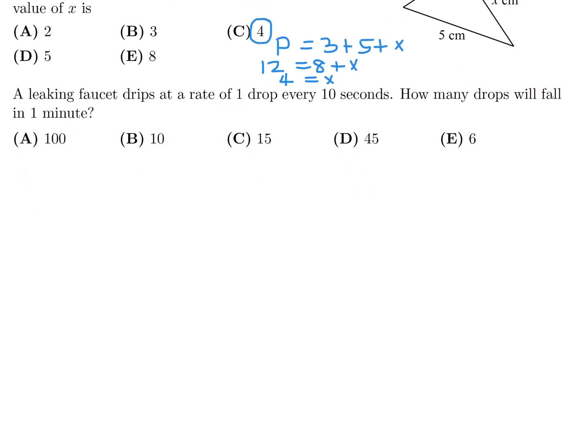A leaking faucet drips at a rate of 1 drop every 10 seconds. How many drops will fall in 1 minute? So we have 1 drop every 10 seconds. 1 drop every 10 seconds is equivalent to how many drops? We'll just call it x over 1 minute, which is 60 seconds. So cross multiply and we get 10x is equal to 60, and therefore x is equal to 6. So 6 is the answer, and that would be E.